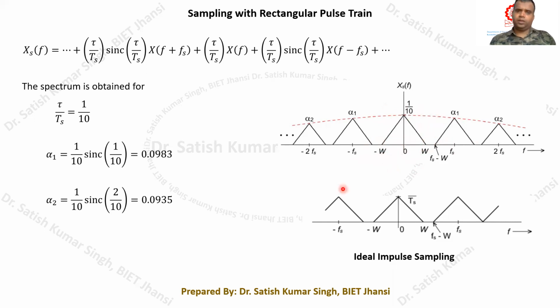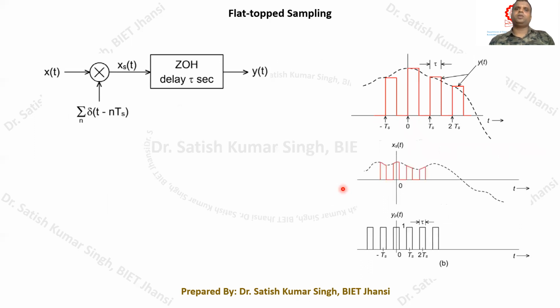Now I am just talking briefly about flat top sampling. In the case of flat top sampling, we have to take the message signal xt, and that has to be multiplied with the ideal impulses. And then we have to follow a zero order hold circuit. I will not talk much about this particular flat top sampling; I am just giving a brief idea.